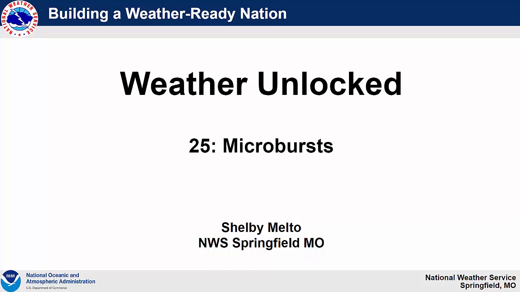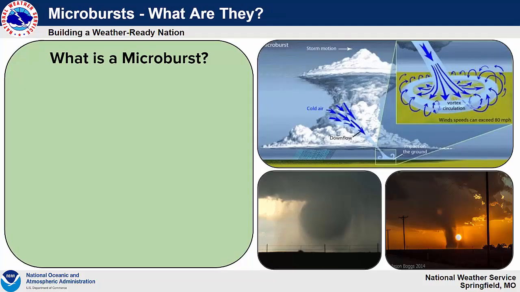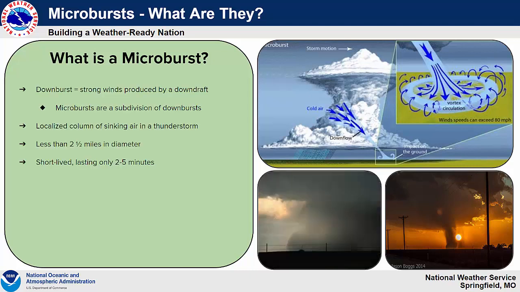In this video, we'll take a look at what microbursts are, how they form, and the damage that they can cause. So what is a microburst? A microburst is a subdivision of what's known as a downburst, which consists of strong winds produced by a downdraft of the thunderstorm. These are a localized column of sinking air within the thunderstorm and are usually only about 2.5 miles in diameter or less and are very short-lived, lasting only about 2 to 5 minutes. Hence why they're called a microburst.